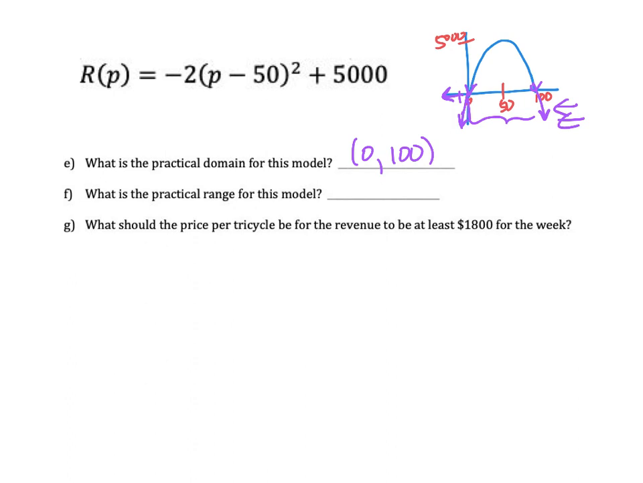Your practical range, again, your range is going to go infinitely down forever, but that is not practical because you don't want negative money. So your practical range is either you're going to make $0 or you're going to make a maximum of $5,000. Notice your domain is exclusive, right? You don't want to make $0.